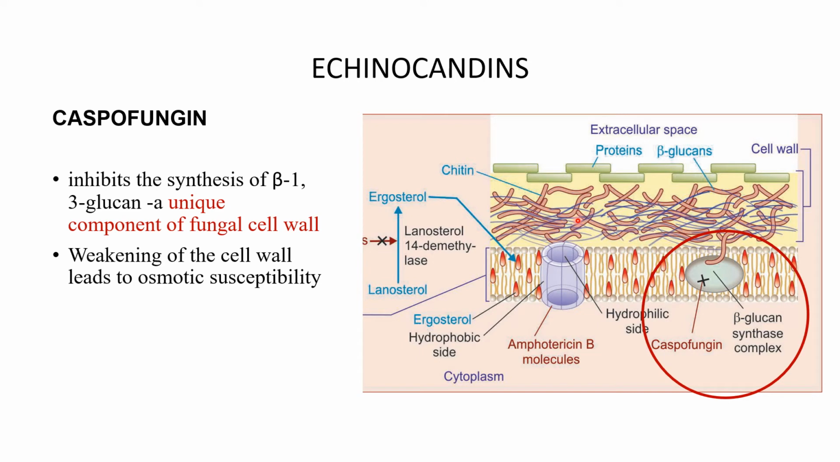Another important group of drugs are echinocandins. Here, caspofungin is the prototype drug. Echinocandins inhibit the synthesis of beta glucan. Beta glucan is an integral component of the fungal cell wall. So inhibiting its synthesis decreases the stability of the cell wall. It weakens the cell wall, which leads to osmotic susceptibility and cell death.